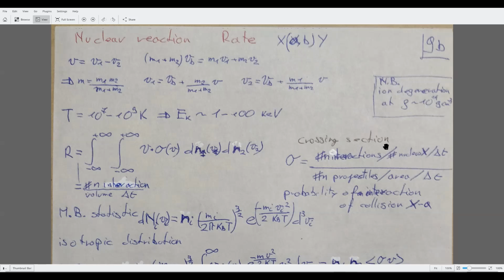Also, when we go higher in density, we can have the degeneration of the electrons, but not the degeneration of the ions, of the nuclei of the element. The next topic we'll see tomorrow. Any question?